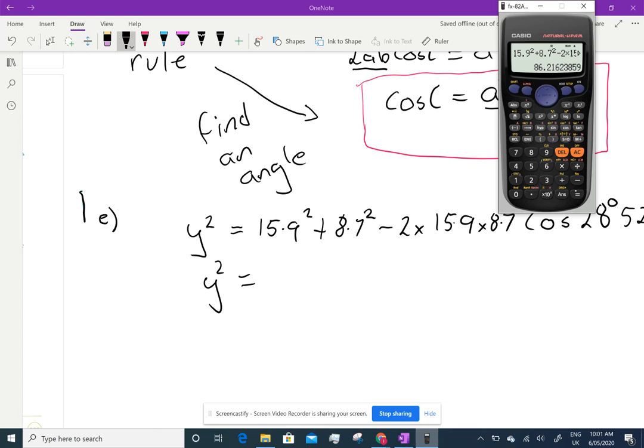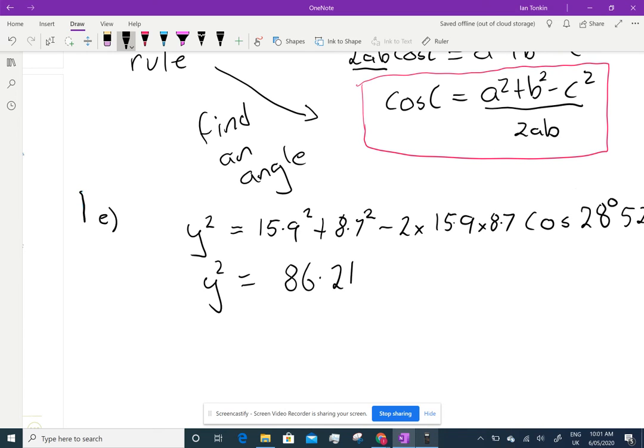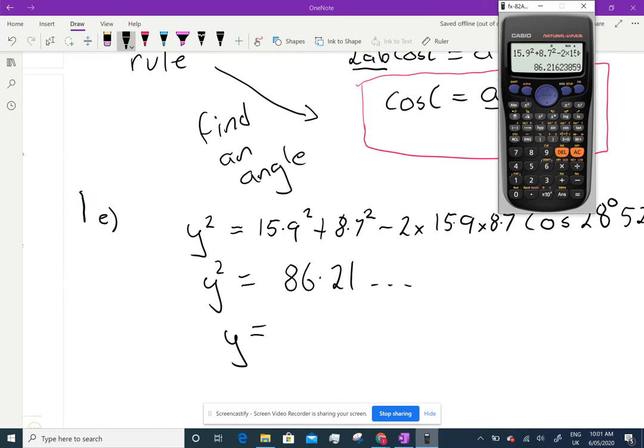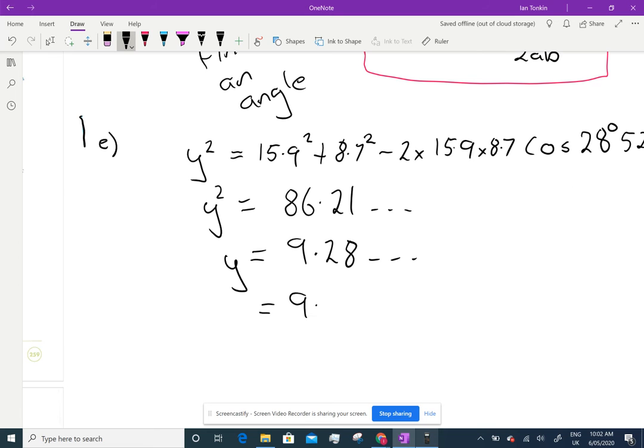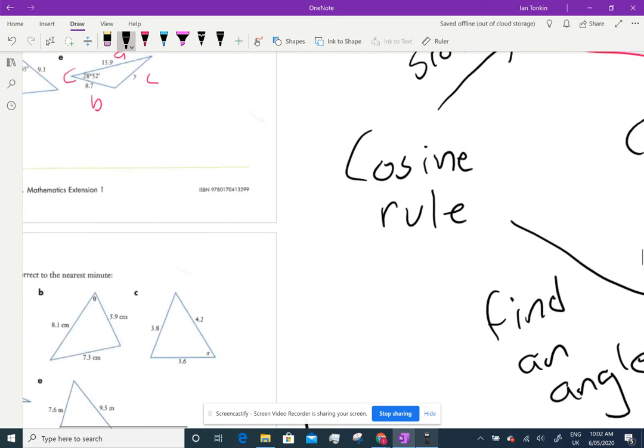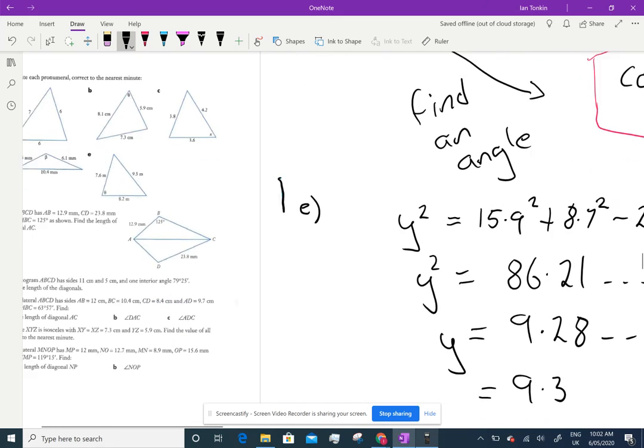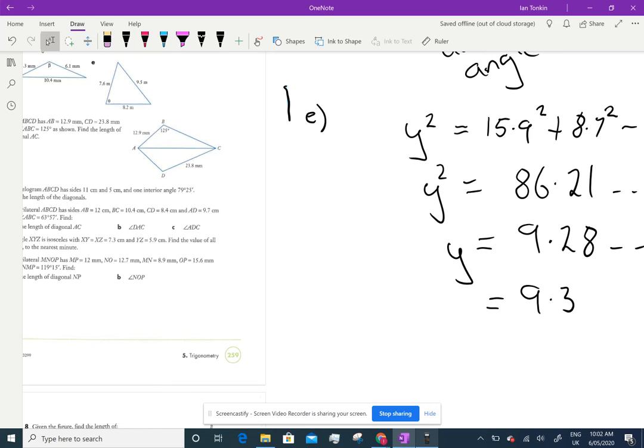You get your answer. You can write this down, 86.21 dot dot dot, and you have to square root it. That's a really common mistake. People don't square root their answer. So 9.28, and I'm just going to check that we got the right one. Yeah, 9.28 dot dot dot, which equals 9.3. And they didn't put any measurements on there, so we don't know what units it's in. So that's finding a side.